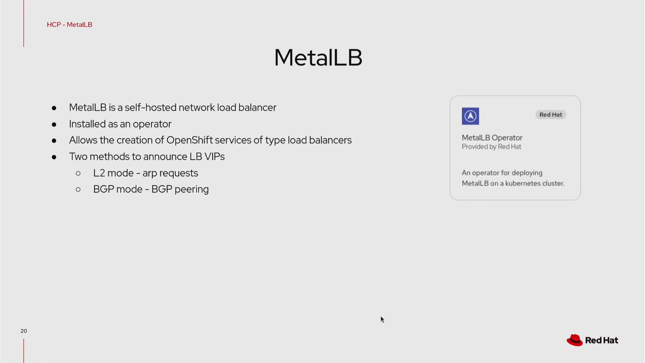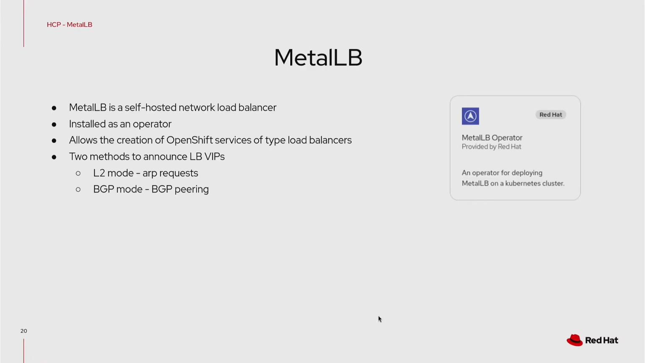So the VIPs will be announced for your API and for your ingress in one of two ways. You can either use L2 mode, which is basically just ARP broadcasts, or you can use BGP, especially if you're in a BGP network scenario, and that'll allow it to do BGP peering. Again, each one of these is going to require a different set of configurations.